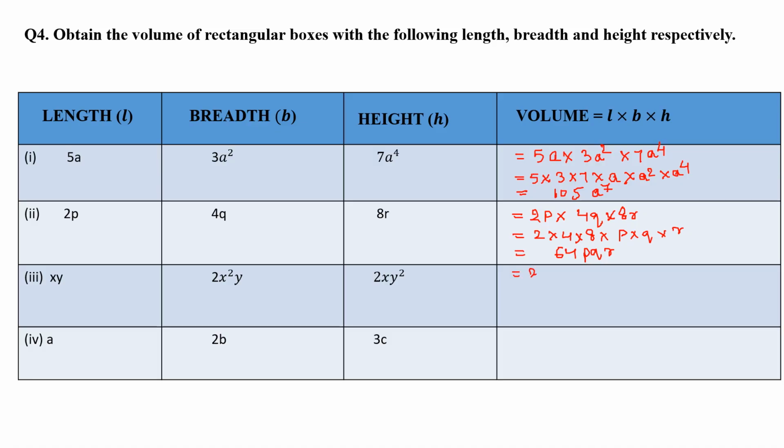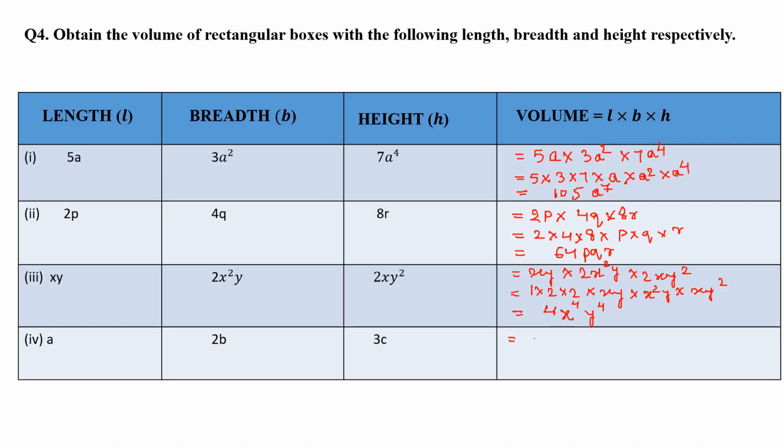Third question, xy into 2x square y into 2xy square. Now multiply the numerical part. So here it is 1 into 2 into 2, and the variable part is xy into x square y into xy square. So 2 into 2 is 4. Now x to the power 1 plus 2 plus 1, so it is 4, and y to the power 1 plus 1 plus 2, so this is also 4. So here the volume is 4 x raised to the power 4 y raised to the power 4.